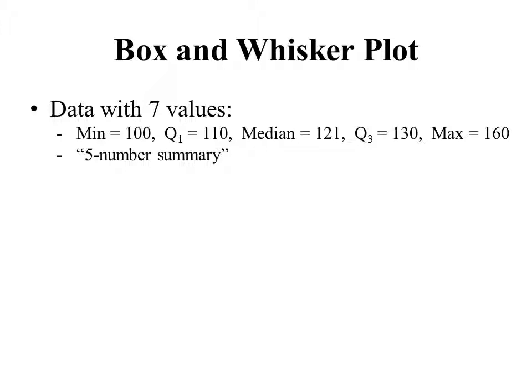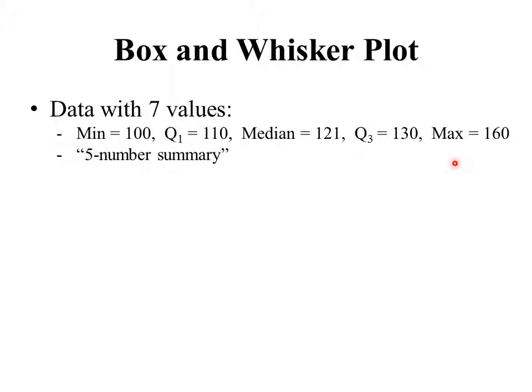Now, with quartiles and medians, we like to draw a picture that summarizes those data values. This picture is what we call a box and whisker plot. So let's take this example of a set of data with 7 data values. This set of data had a min of 100, a first quartile of 110, a median of 121, a third quartile of 130, and a max of 160.